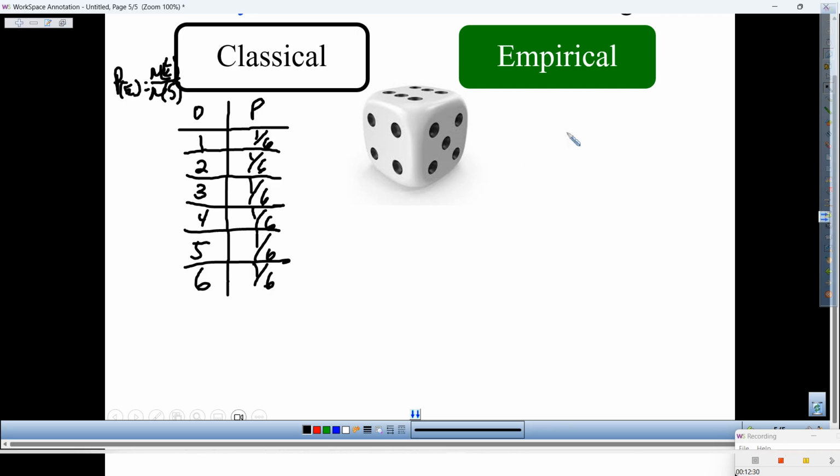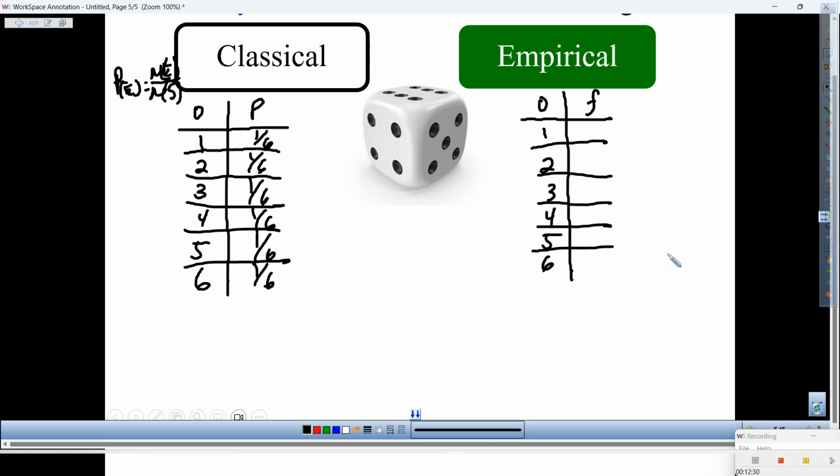All right, over here, table. Our formula, P of E equals frequency over the total number of frequencies. All right.